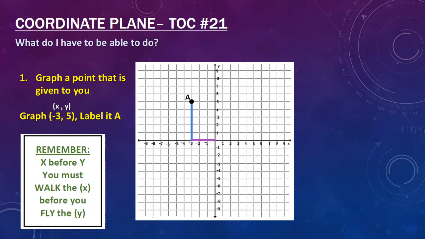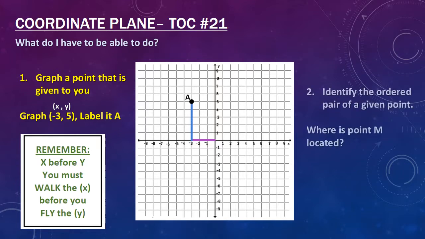So that's the first thing you have to be able to do: when I get an ordered pair, know where it is on the coordinate plane. The second thing you have to be able to do is, if you're given a point like this one and it's labeled M, you have to know the ordered pair and be able to write the ordered pair for that point. So on this one, again, we're going to start at 0. This time I'm going +7, and then I'm going down 1, so it'd be -1. So my ordered pair is +7, -1.